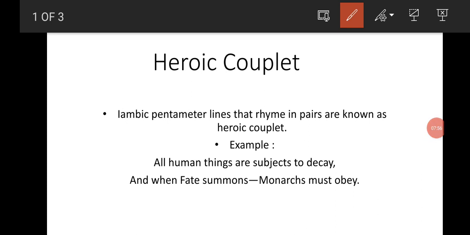Now students and friends, this is all about heroic couplet in a nutshell.